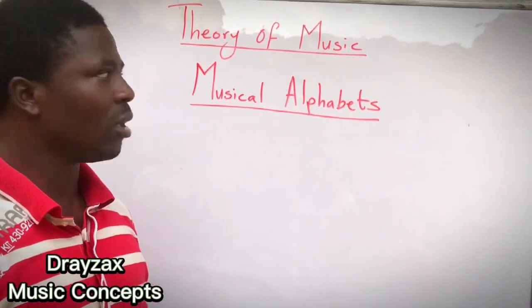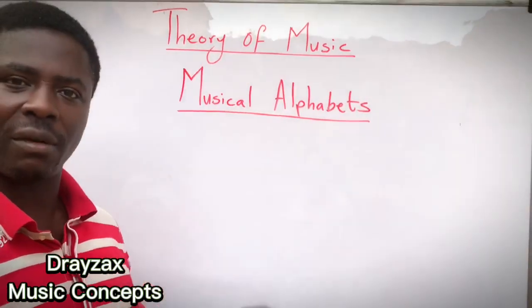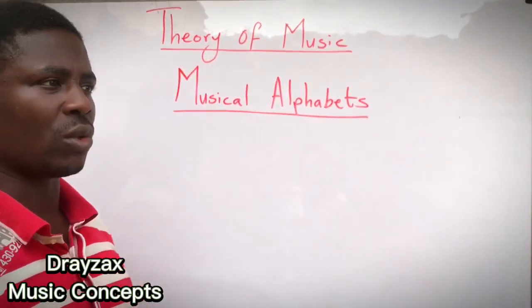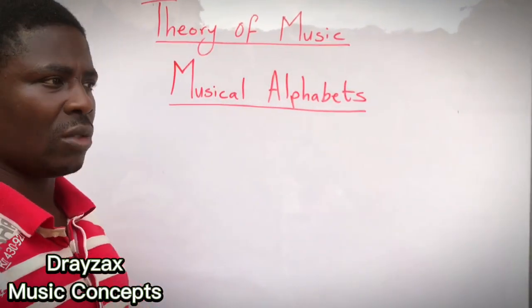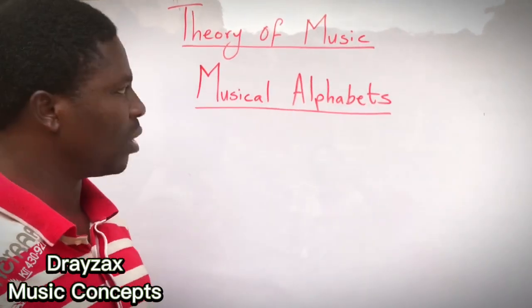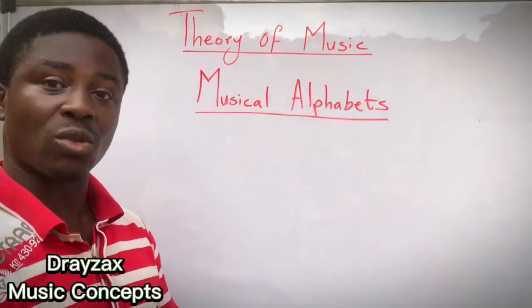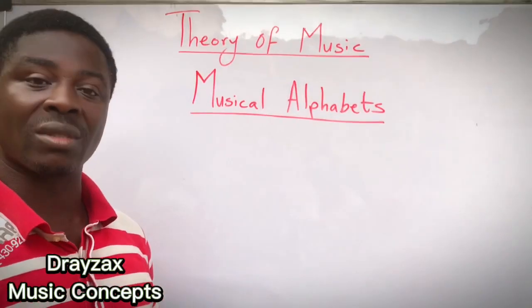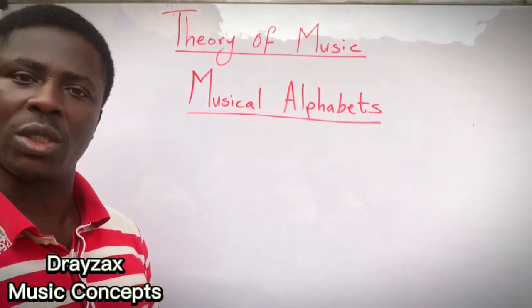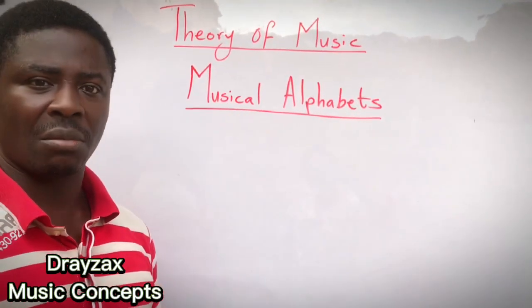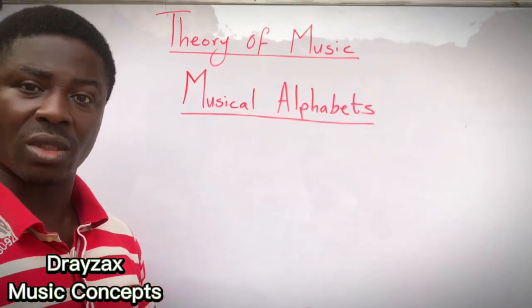In today's lesson, we'll be looking at the musical alphabet. Actually, we want to learn how to read a piece of music, how to read Western music notation. But where to start is the musical alphabet. So we have to understand the musical alphabet before we start reading staffs, before we start reading musical notes on the staff.